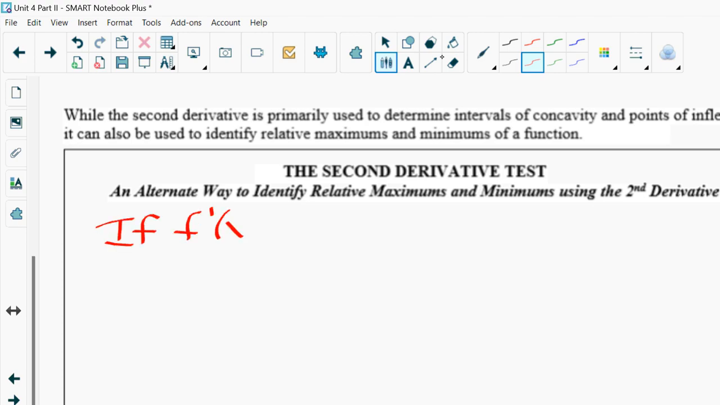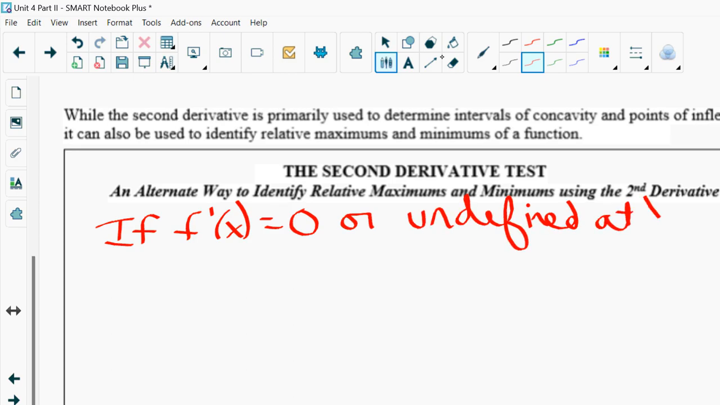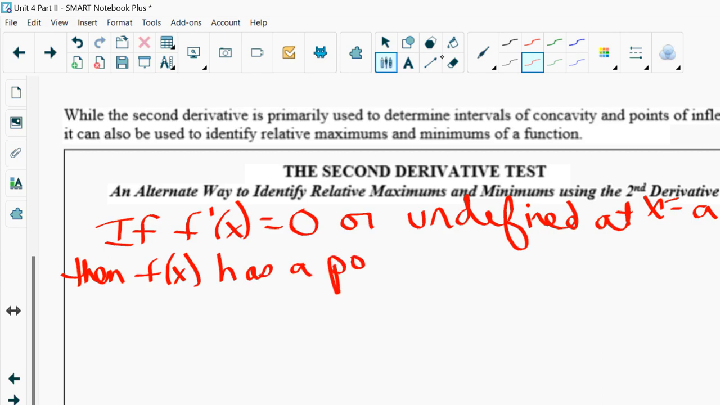If f prime of x is equal to 0 or undefined at x equals a, then f of x has a possible relative max or min. That is not new information, hopefully. That's what we know is true. When we take the first derivative and we set it equal to 0, or where it's undefined, that could be a possible max or min.